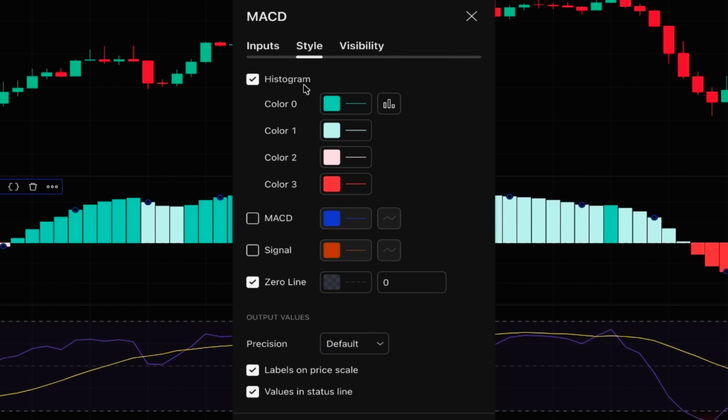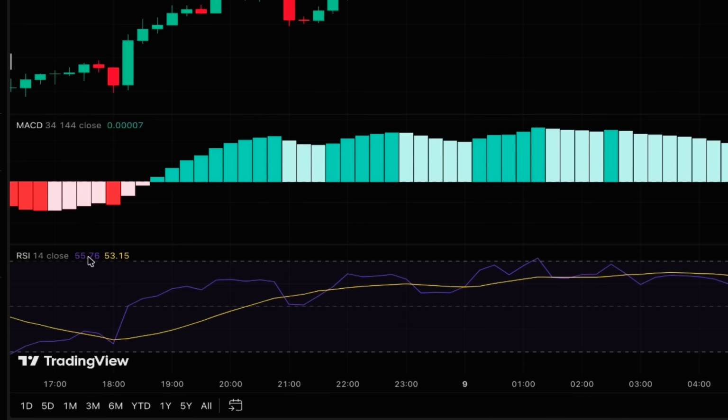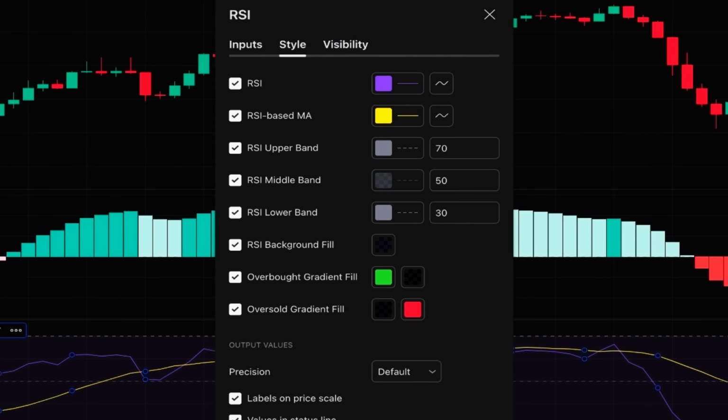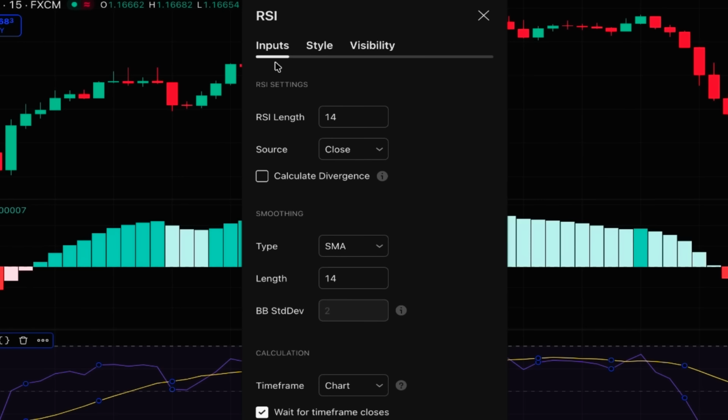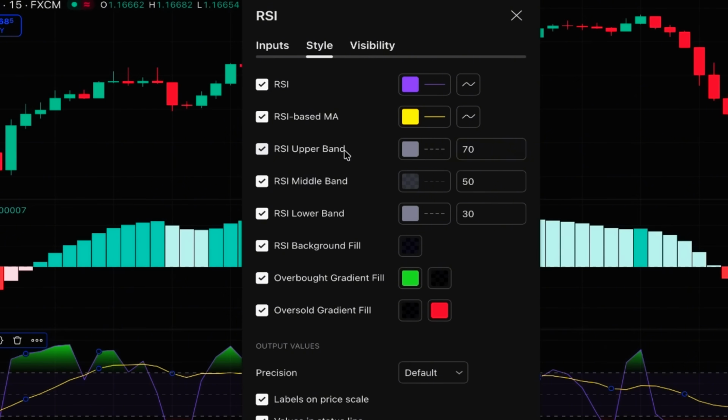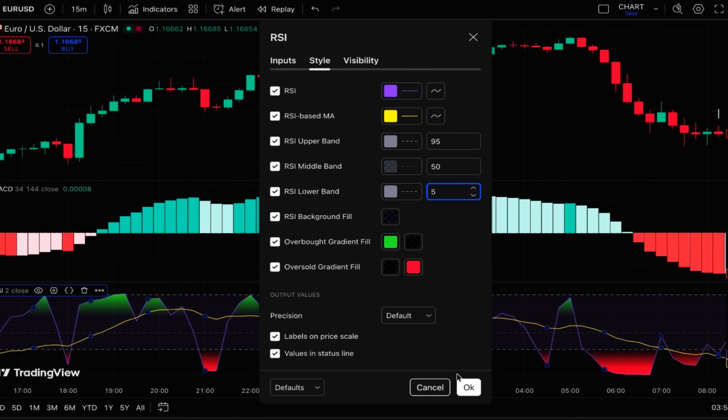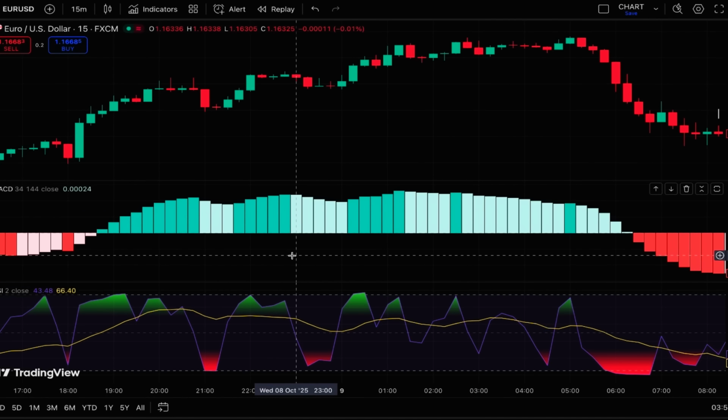And now we need to change the settings of RSI. So here we go to the settings of the indicator, and here in the inputs tab, for the RSI length, we set it at 2. And then here in the style tab, for the RSI upper band, we set it at 95. And for RSI lower band, we set it at 5. Alright, we're done with the settings of RSI. And now let me show how we can trade based on this.